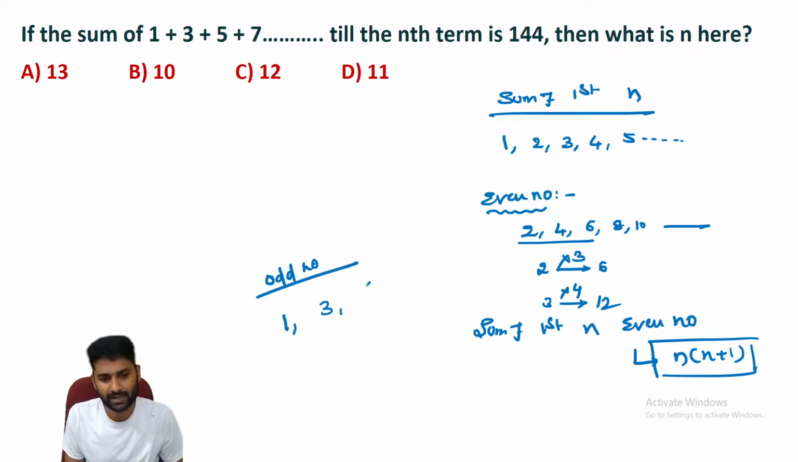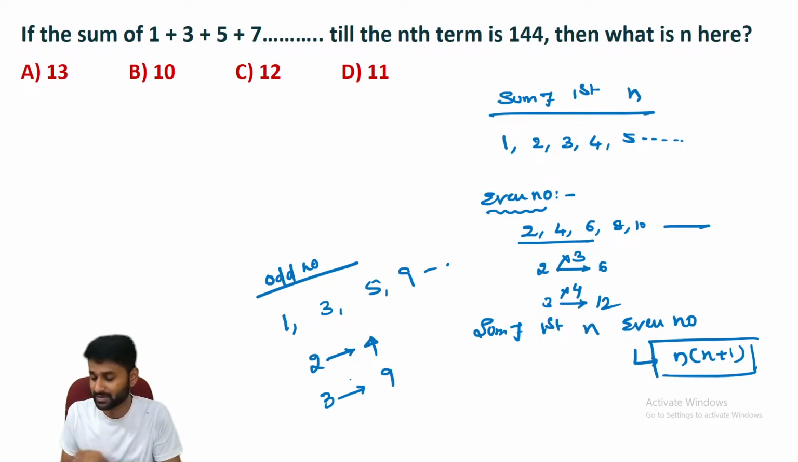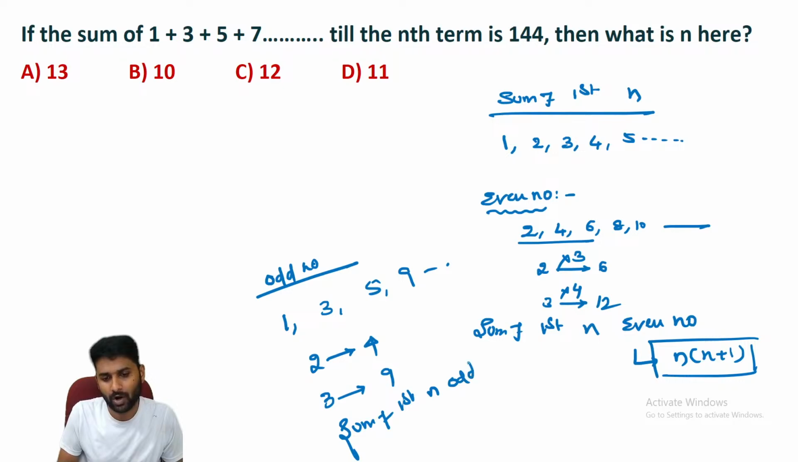Here 1, 3, 5, 7. If you take the first two numbers, the sum is 4. If you take the first three numbers, the sum is 9. What is your understanding of that? Every time you add the odd numbers, you get the square of the count of numbers. That's why the sum of the first n odd numbers formula is n square.